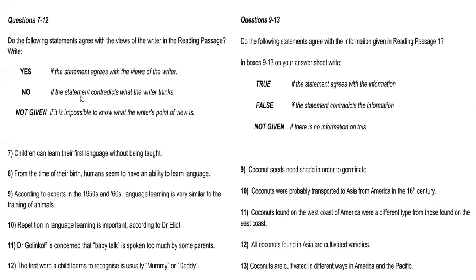Okay, let me show you a sample of how it looks in the real IELTS exam, how the questions are. So here you can see yes, no, not given, true, false, not given, but they are almost the same. If the statement agrees, yes means agrees, and the same goes with true. No means contradicts, where false is also the same. Not given, both of them go for it.